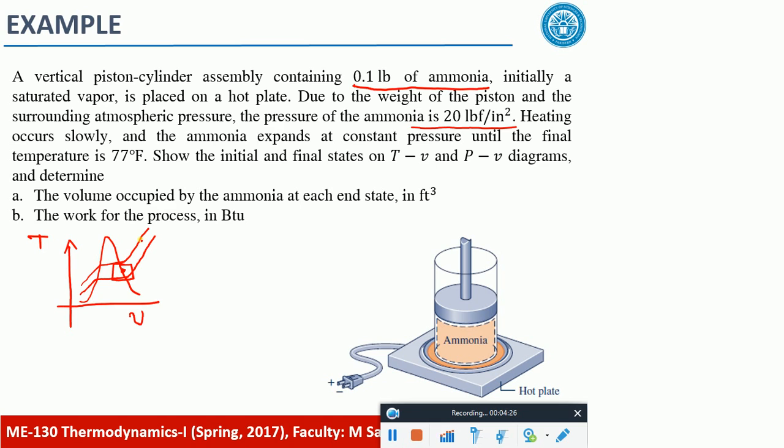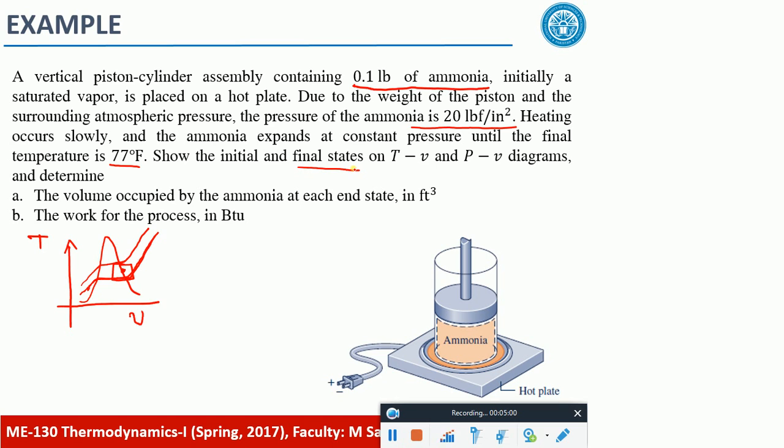So whenever you are talking about constant pressure, it means the process is going over this line. Heating occurs slowly and the ammonia expands at constant pressure until the final temperature becomes 77 degrees Fahrenheit. Show the initial and final states on TV and PV diagrams and determine the volume occupied by the ammonia at each end state in cubic feet, and the work for the process in BTU.